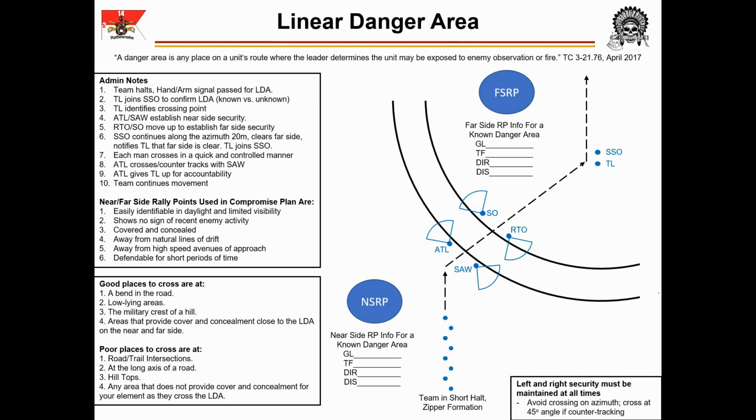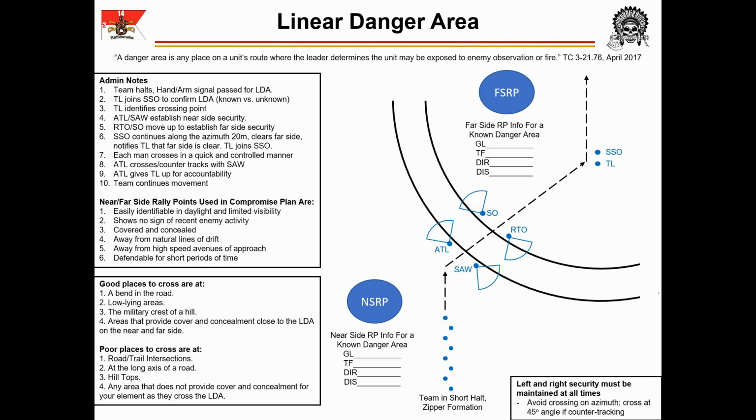As soon as they are in place, the SSO and team leader cross the road and clear 20 meters past the LDA, or however far they must clear in order to find cover and concealment. They halt and wait for the rest of the team. The team leader can remain with far side security if he desires more control over the element. Now that security is in place, each member of the team crosses the LDA. The ATL waits until all members besides him and the SAW gunner are across. He then crosses with the SAW gunner.